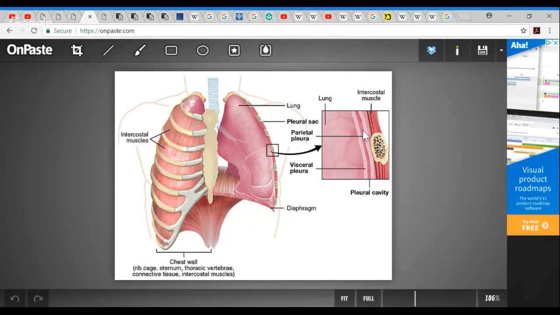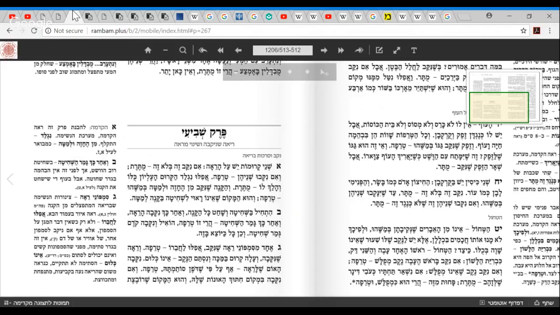That's my general introduction to how the lung and breathing in general works. This information will be useful as we look at the halachot in this chapter.